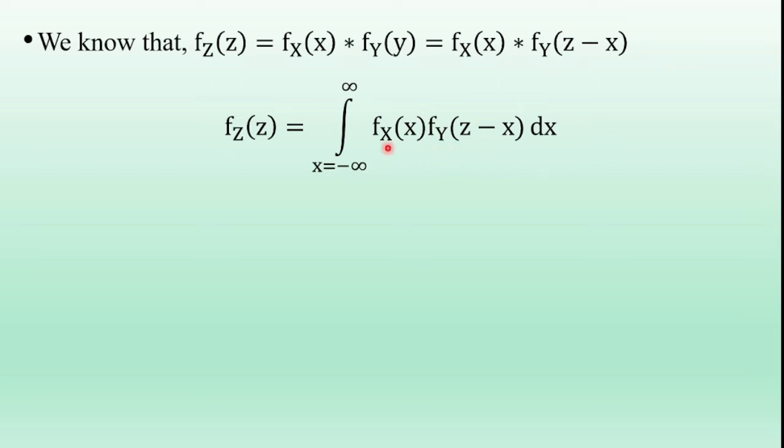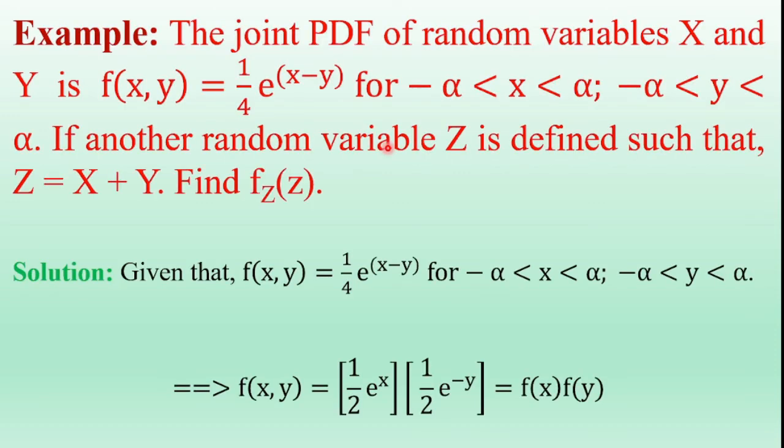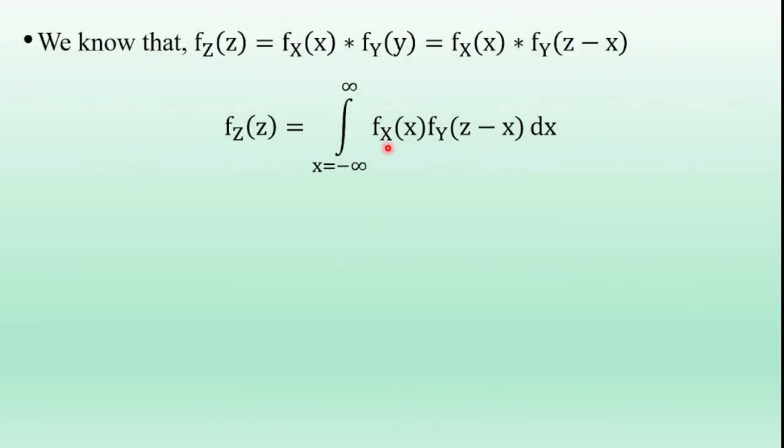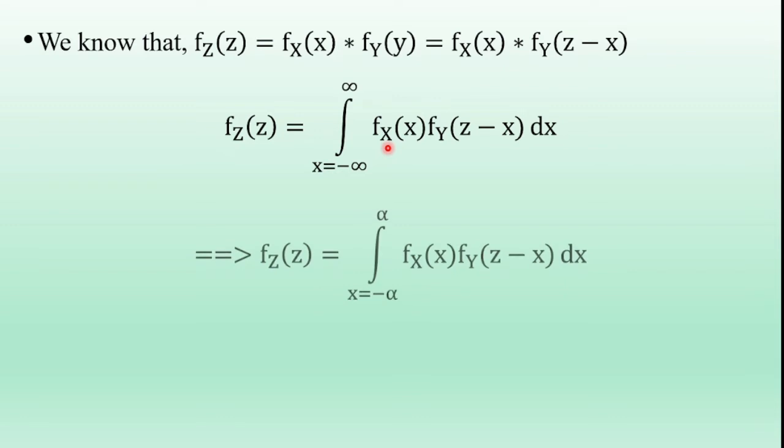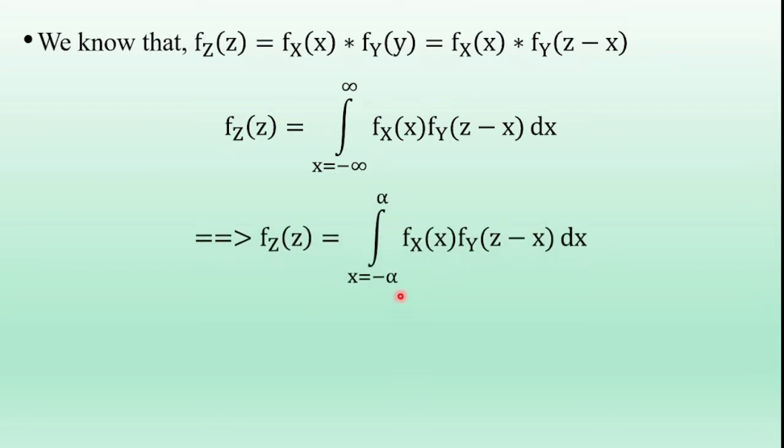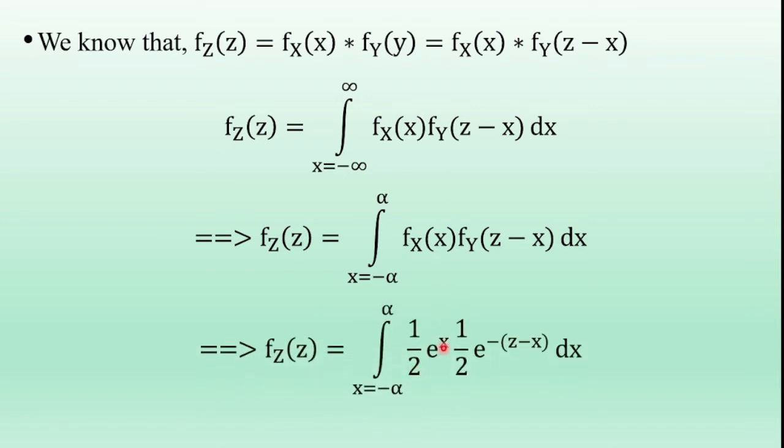Now here fx of x is 1 by 2 e power x and fy of y is 1 by 2 e power minus y, and substitute the fx of x and fy of y values here. Fz of z is equal to the integral, the range of x is minus alpha to alpha, fx of x is 1 by 2 e power x, fy of y is 1 by 2 e power minus y. Now here y is equal to z minus x, so fy of z minus x is 1 by 2 into e power minus of z minus x into dx.